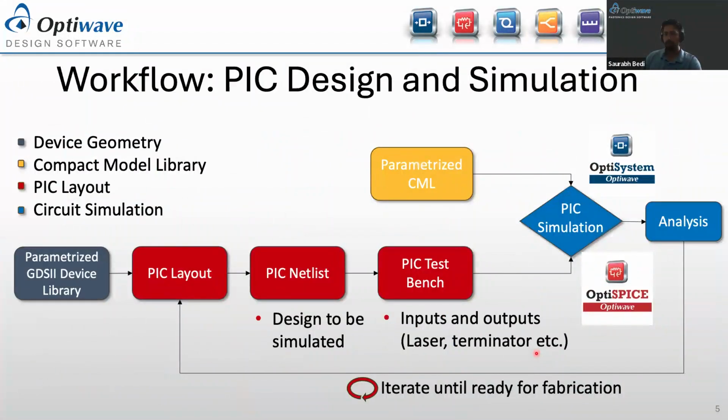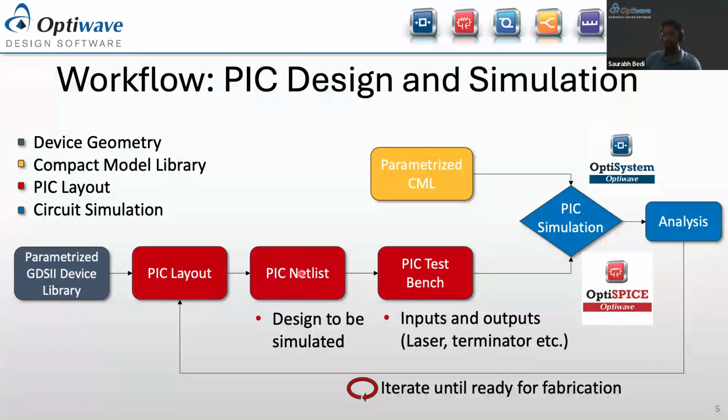Now, let's discuss the PIC design and simulation workflow here. So generally, there are two methods to run PIC simulations using our OptiWave suite. In the first approach, we use parameterized GDS2 mask layouts from the device library. It can be either from a foundry or you can have your own mask layouts. Using those mask layouts of the building blocks, you can generate a PIC layout. You can generate a schematic of your photonic integrated circuit. Then from that layout, you can extract the netlist.